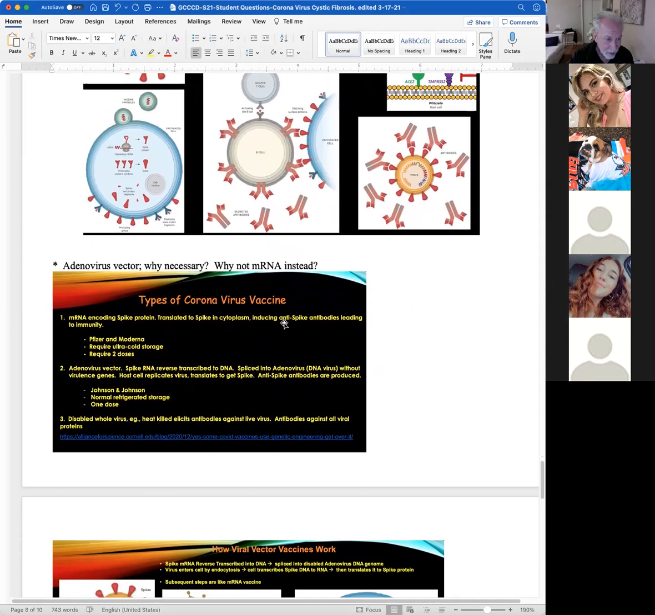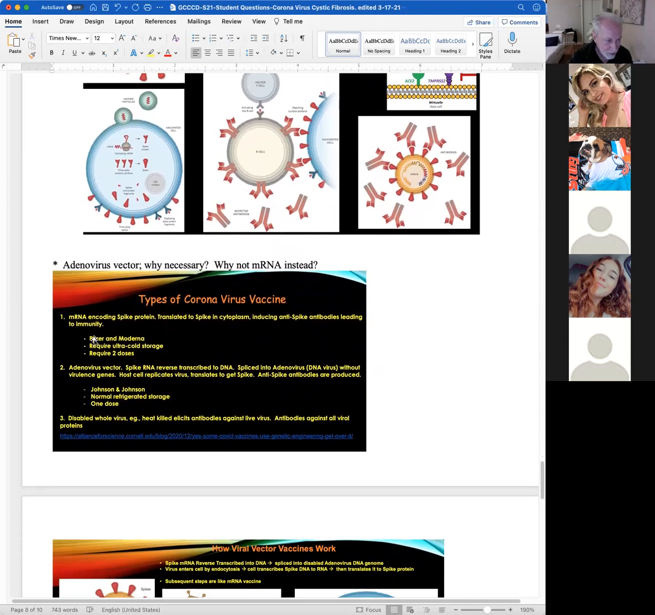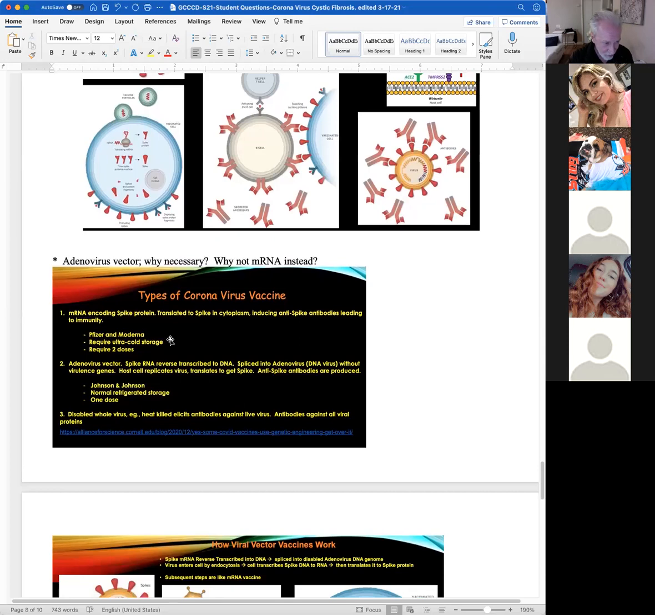Now, I mentioned that Pfizer and Moderna make mRNA vaccines. They're both about equally efficacious. The problem with them is that they require 2 doses to get full immunity. And because the packaging is in these tiny little oil droplets, they're very fragile. That's why they have to be stored at ultra cold temperatures, minus 80 centigrade. And most places don't have freezers that cold. So that's a problem.